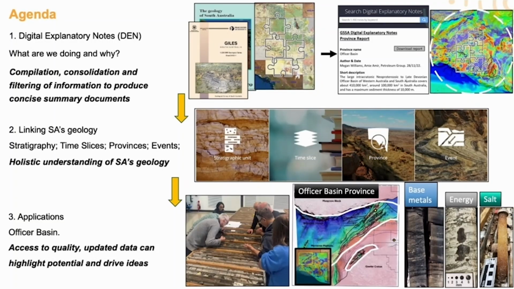I'll then go through why this might be useful and why uncovering or accessing information can highlight some unrecognised potential. And I'll use the Officer Basin as a case study there, where we've got some base metal anomalism and some applications to the energy sector.